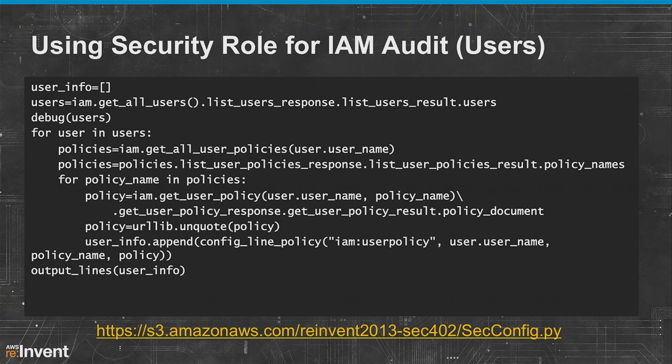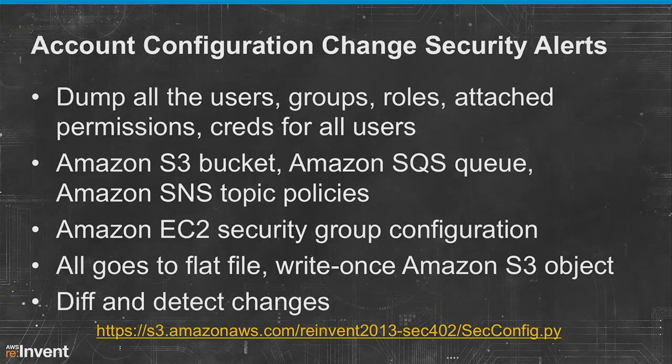So again, enumerate through all the users, pull all the policies attached to each user, print them out. And we'll do this for users, groups, roles, EC2 security groups, dump it out, flat file, write once storage, diff it, do this daily at least, find changes, make sure that they're changes you intend.